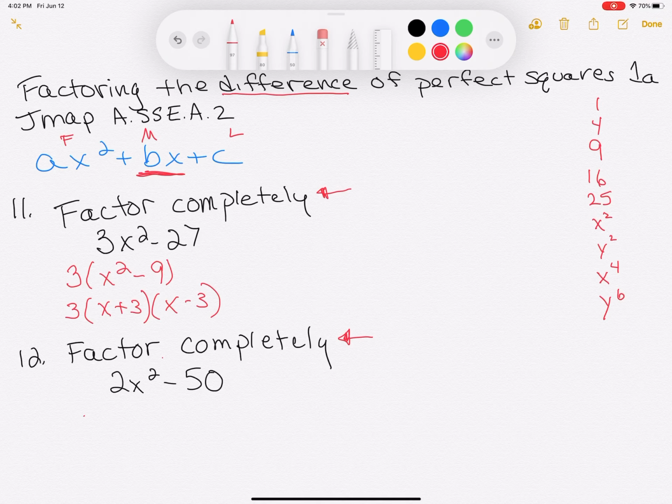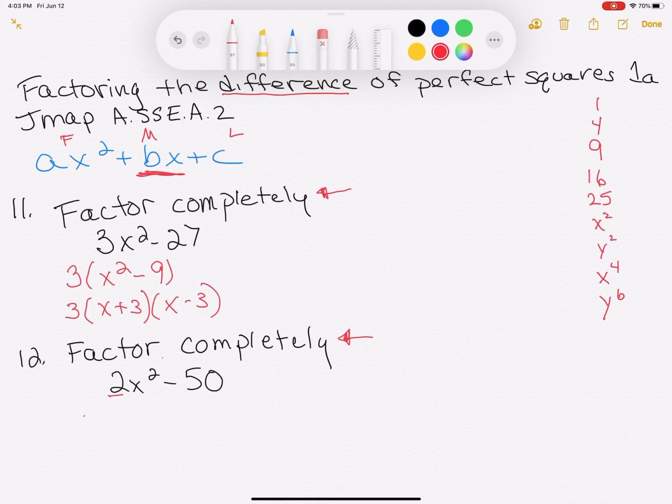Okay, one more. Factor completely. Again, I know that the difference of perfect squares is involved because it comes from that worksheet, but you necessarily wouldn't know that on an assessment. So when you see those words factor completely, it almost always is GCF involved. Maybe not every single time, but 95% of the time a GCF is involved.